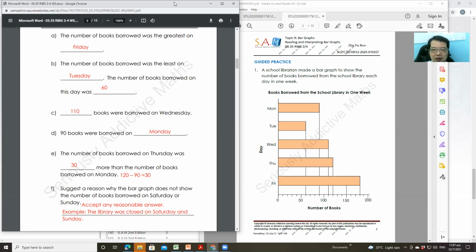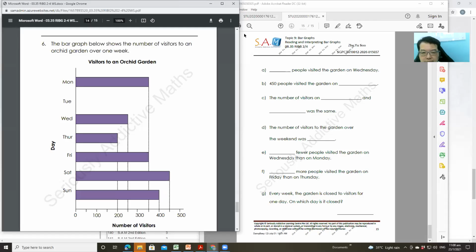Okay, let's do one more question before the end of the lesson. Now, last question. This is on pages 14 and 15. The bar graph below shows the number of visitors to an orchid garden over 1 week.